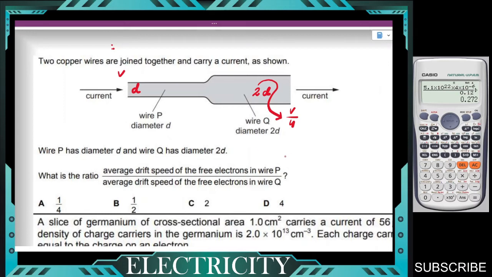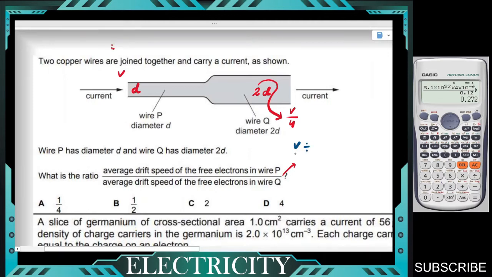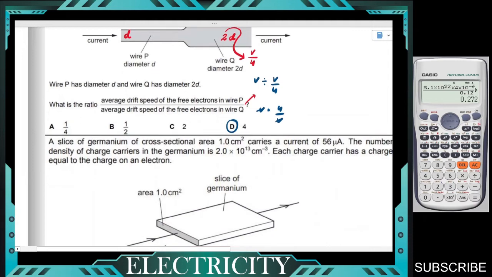So what is the drift speed at P? At P, it was V, because we need to find this ratio. So let us insert the values in this expression. Drift speed at P was V divided by drift speed at Q was V over 4. Then you do keep change flip. V and V cancel out. You're left with 4. So D is the answer for this one.